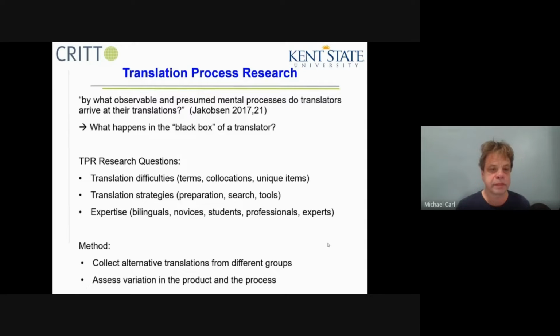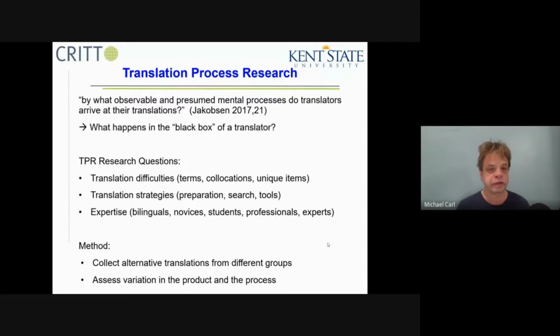Some possibilities or hints are terms. Translators may not know what a term means or how a term is to be translated. Then typical or special collocations: what do they mean, and how do typical or idiomatic collocations translate into another language? Then we have something called unique items, for instance culturally specific words that exist in one culture but not so much in another one. So these might be translation difficulties.